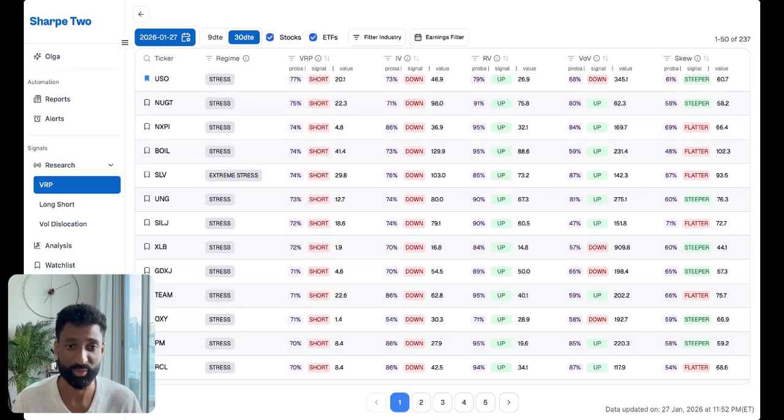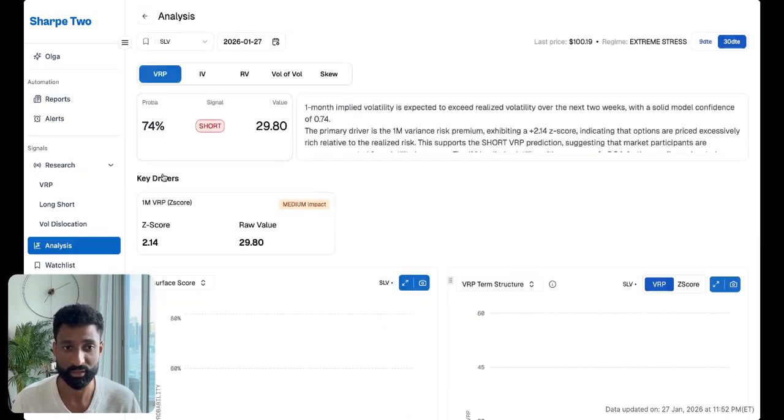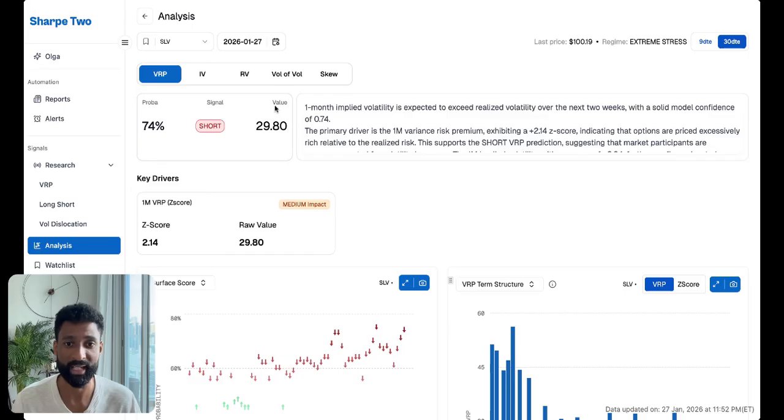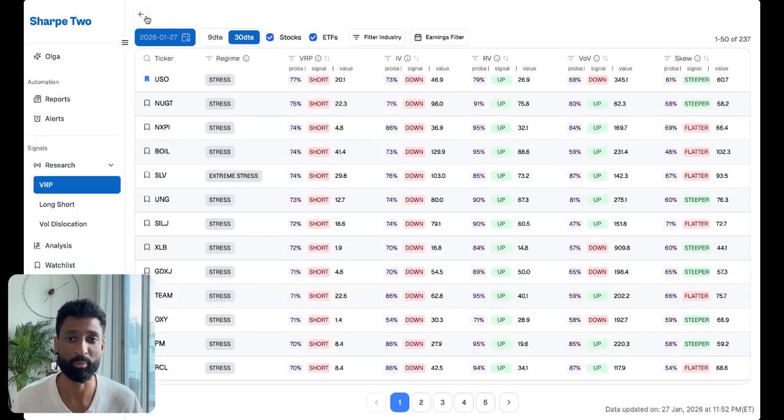And same data as before, right? So implied volatility, realized volatility, the different term structure. So you take silver, for instance, it's flagged under extreme stress, and that kind of makes sense. You had crazy reversals, a 10% drop in a couple of hours on Monday night, if I remember well. So in extreme stress, the moves are irrational, and you probably want to sit out anyway.